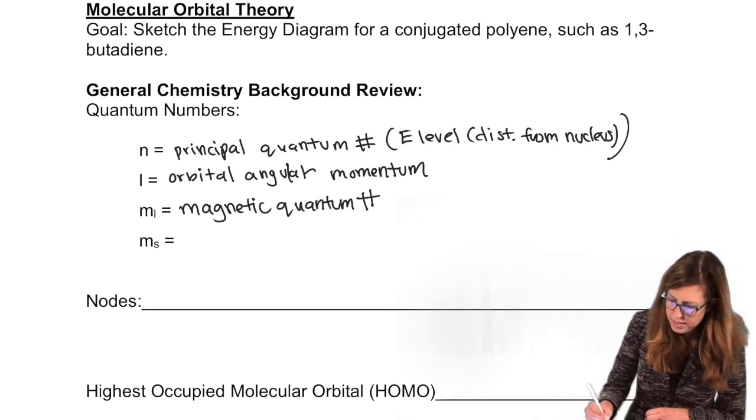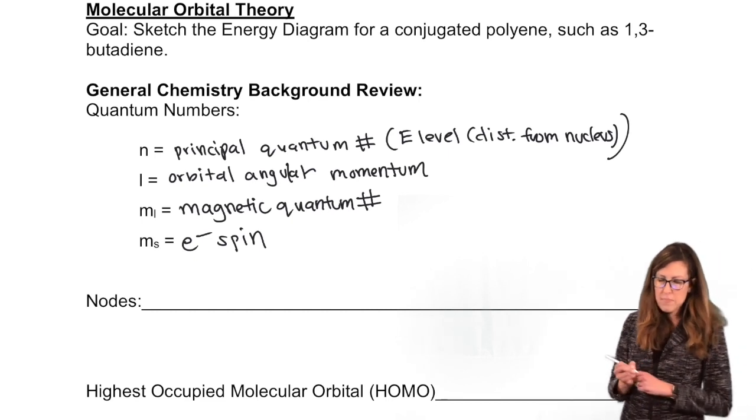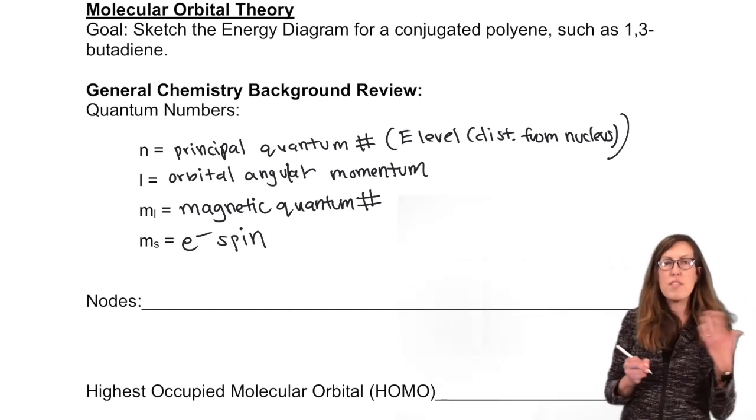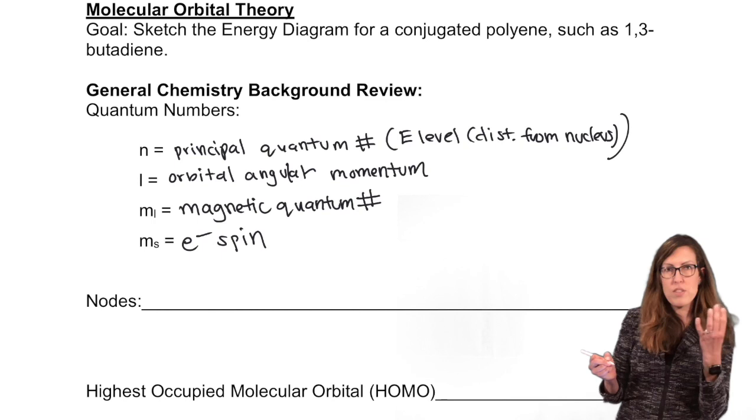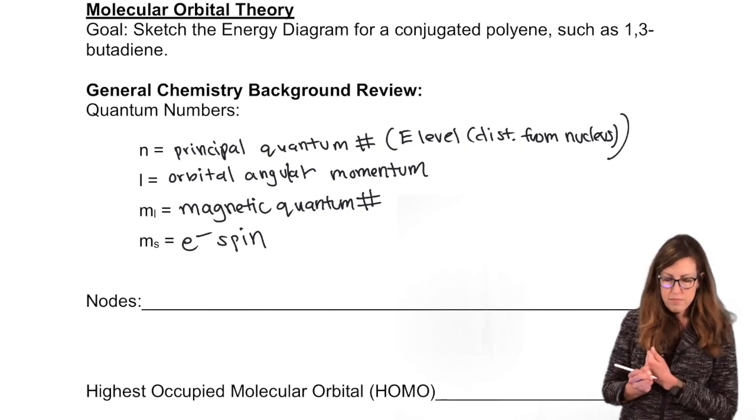And m sub s is the spin. And we've talked about that with NMR before. So that describes the spin. So no two electrons can have the same 4 quantum numbers. They each have their unique combination.